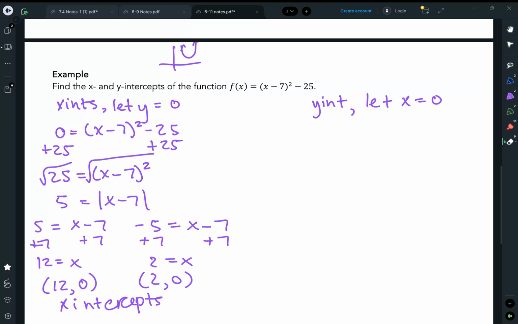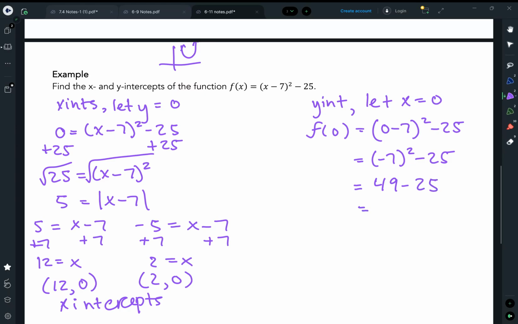Second part of this is finding a y-intercept. So we're going to let x equal 0. So that means I want to find f of 0. So f of 0 is going to be the quantity 0 minus 7 squared minus 25. 0 minus 7 is a -7. -7 squared means -7 times -7. So 49 minus 25. And that's going to be 24. So my y-intercept had a 0 for x and a 24 for y, so that's 0, 24.